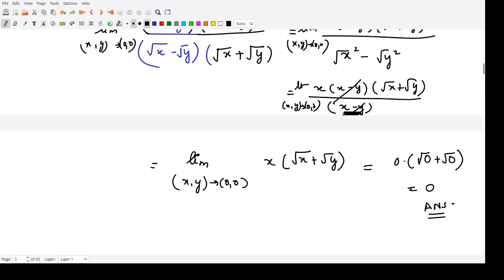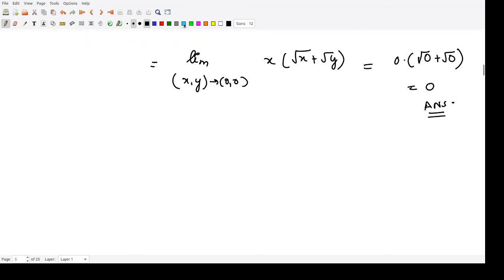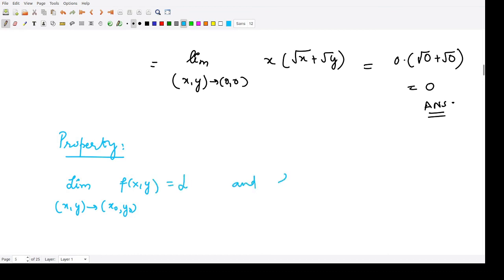And we also have several properties of limits. What are these properties? Suppose the limit of a certain function f(x, y), taken at the point (0, 0), or we say at some general point (x₀, y₀), is L, and the limit as (x, y) tends to that point of another function g(x, y) is M.